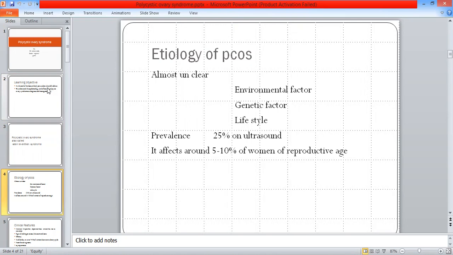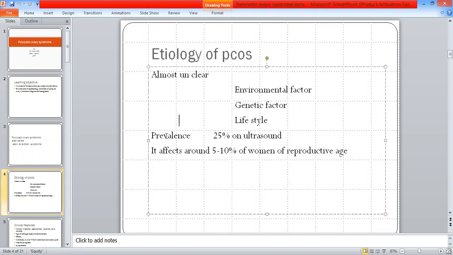Now the prevalence of polycystic ovary syndrome. When we are performing ultrasound and we diagnose polycystic ovary syndrome, its prevalence on ultrasound basis is 25%. And it affects around 5 to 10% of women of the reproductive age.